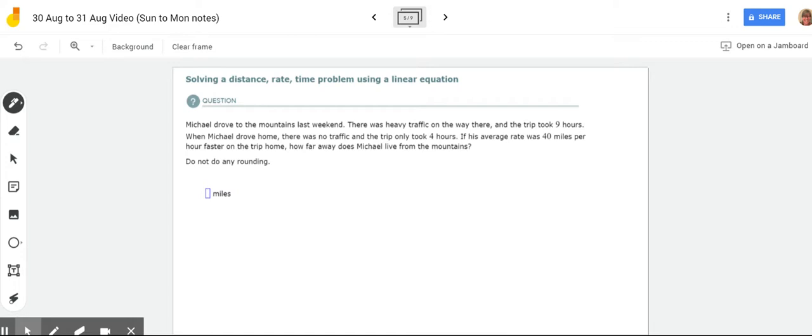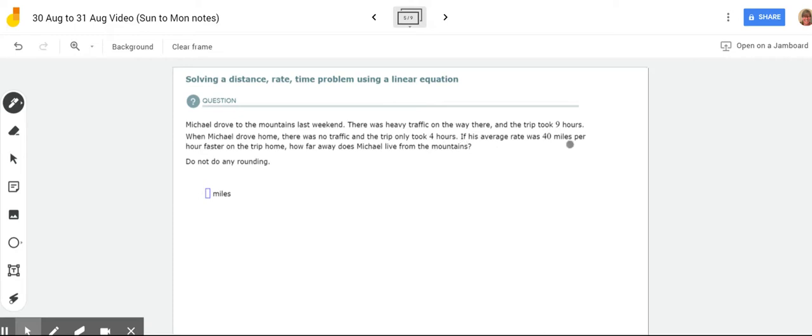Michael drove to the mountains last weekend. Okay, there was heavy traffic on the way there, and the trip took 9 hours. When Michael drove home, there was no traffic, and the trip only took 4 hours. Holy crap, that's a long, long time. That's double the time. I don't think I would go if it took me twice as long.